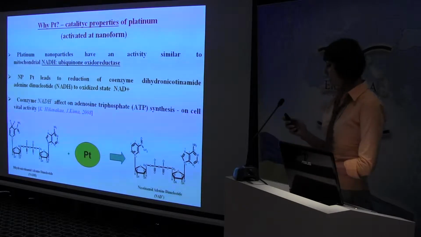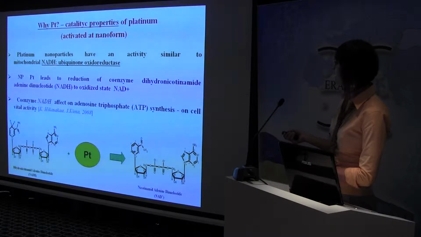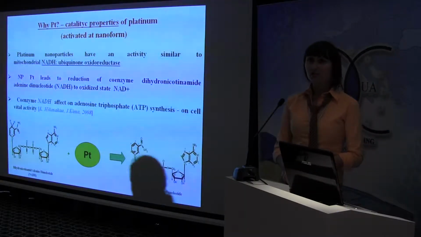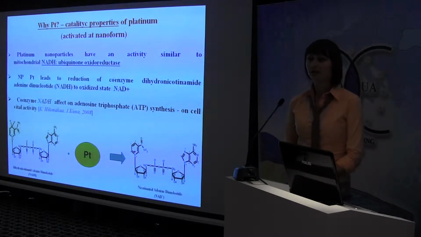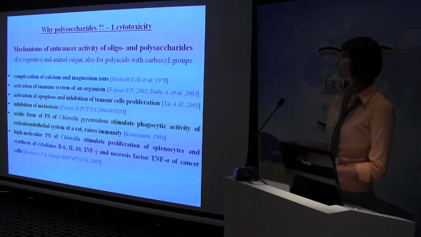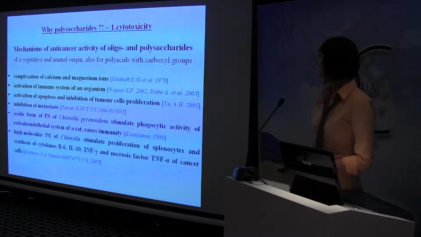For example, platinum nanoparticles lead to the reduction of coenzymes that are involved in cell vital activity. Thus, platinum nanoparticles can affect cell vital activity. Okay, but why do we adsorb polysaccharides on our nanoparticles?